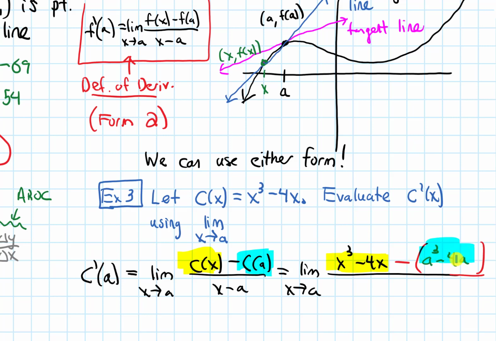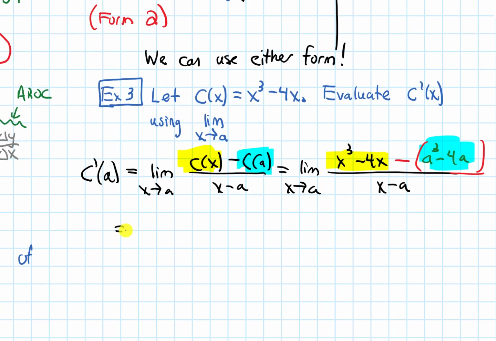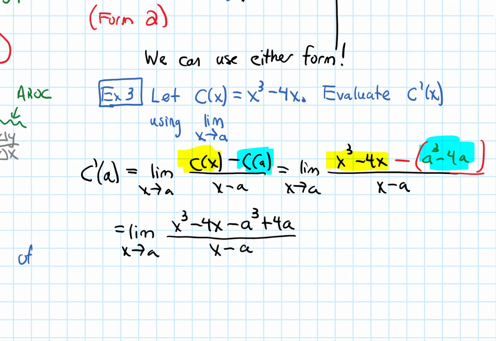So c of a is this right here, and then all over that x minus a on the bottom. Okay, so we need some way to simplify this. The limit as x approaches a. So if I distribute the negative sign, I get x cubed minus 4x, and then minus a cubed plus 4a over x minus a. We notice that on this numerator, we have 4 terms.